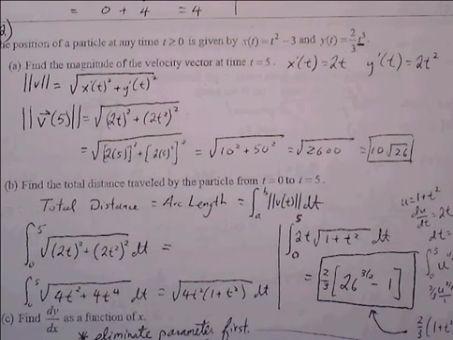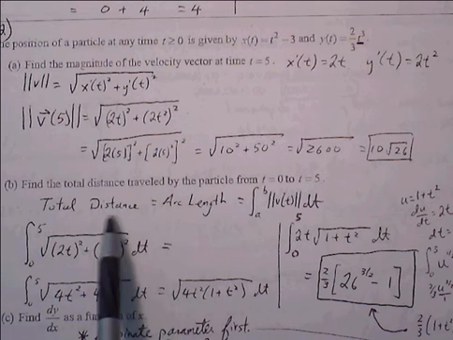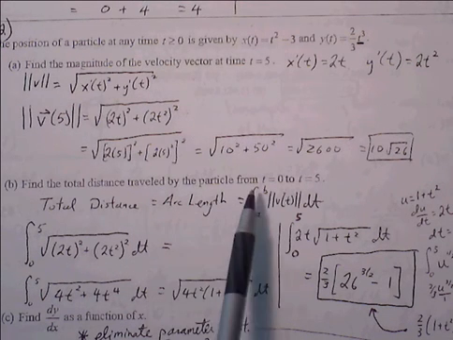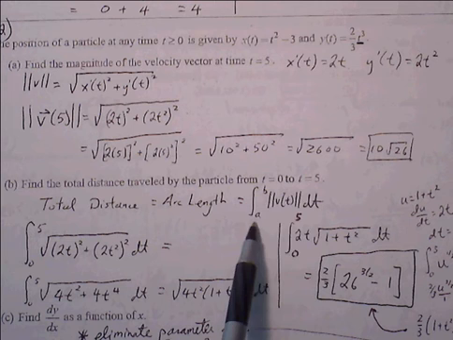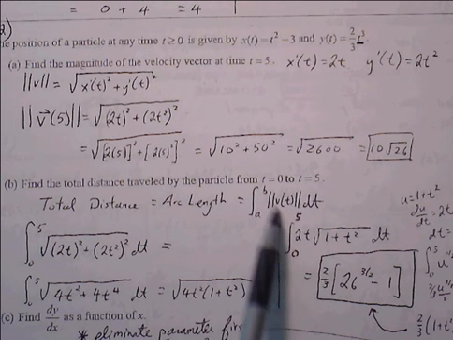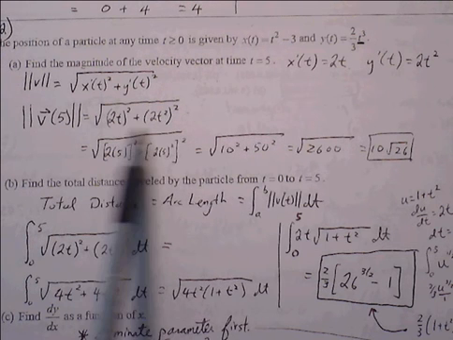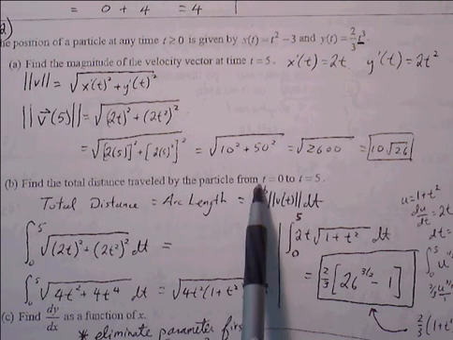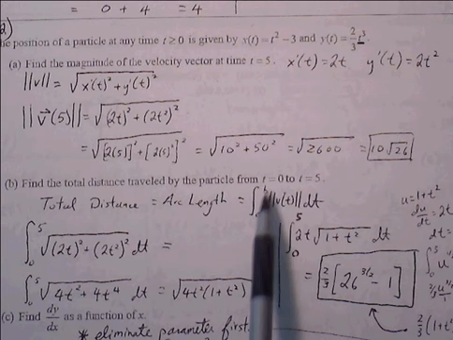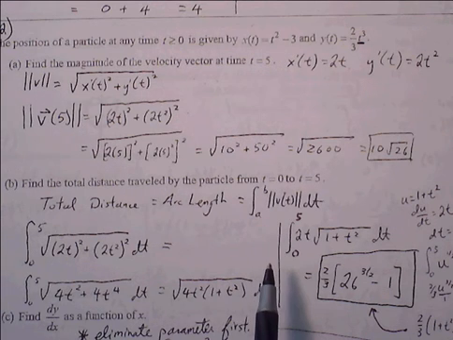Okay, so if we want to find the total distance, you can think of it as arc length, and arc length is just the accumulation of the magnitude of the velocity function. So here's our velocity formula. We take the integral from a to b. So our a value is 0, our b value is 5.